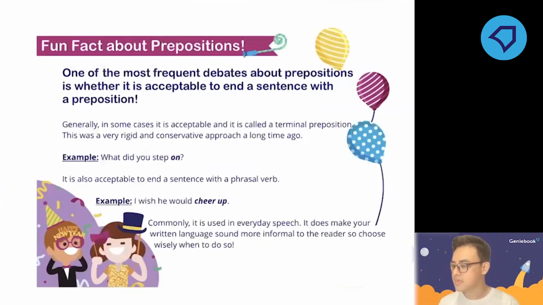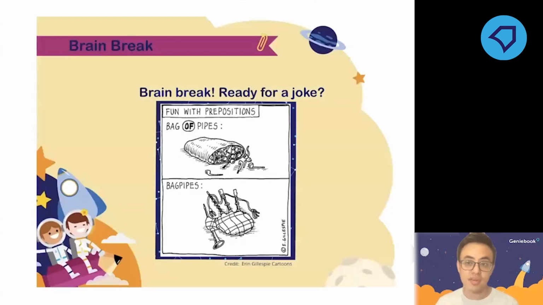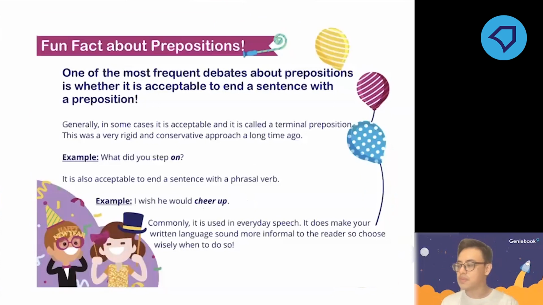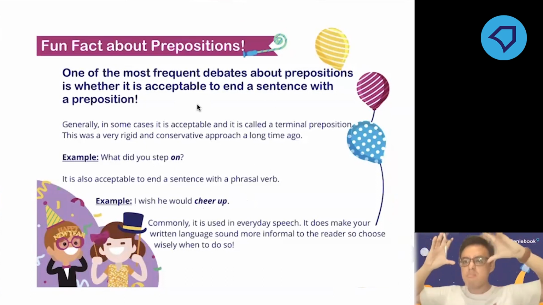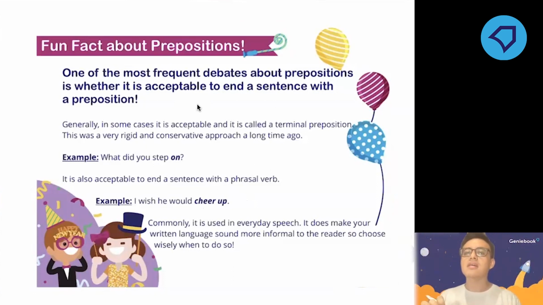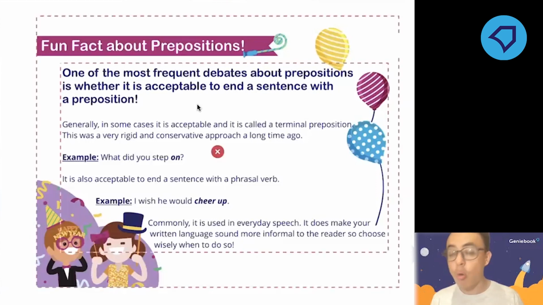Okay, so fun fact about prepositions, in case some of you didn't get this joke. In the past, there were grammar people who were very angry, right? One day all the grammar people in university met together and they were arguing about this. They felt that it's wrong to end a sentence with a preposition. So this is an old English rule.